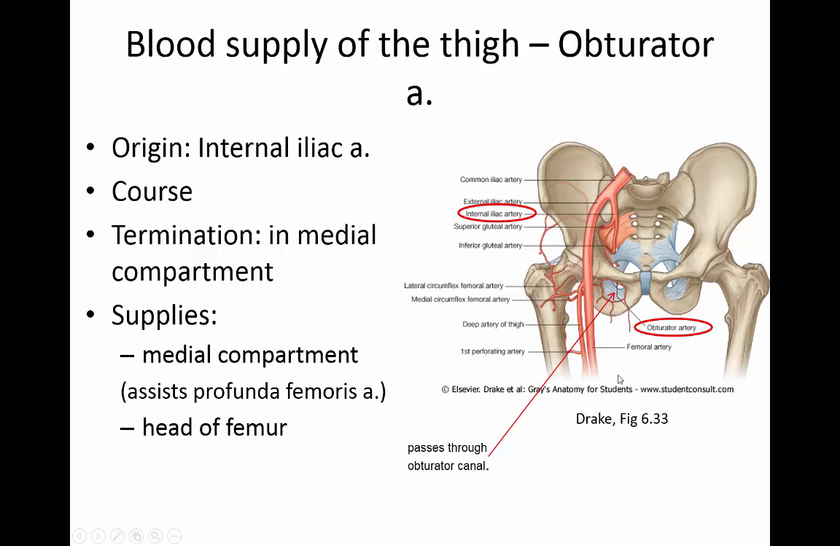which means it doesn't make it any further. It doesn't make it into the leg. It doesn't supply the leg. It supplies the medial compartment, and again, it's assisted by profunda femoris, that deep femoral artery, which supplies all 3. And it also supplies the head of the femur.